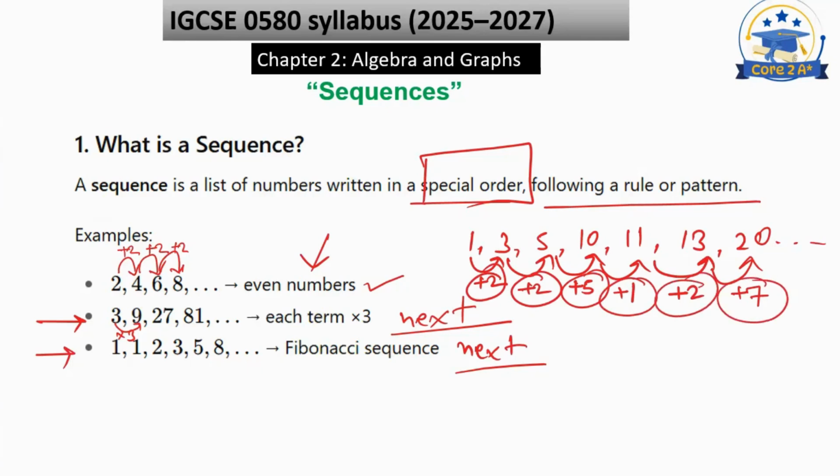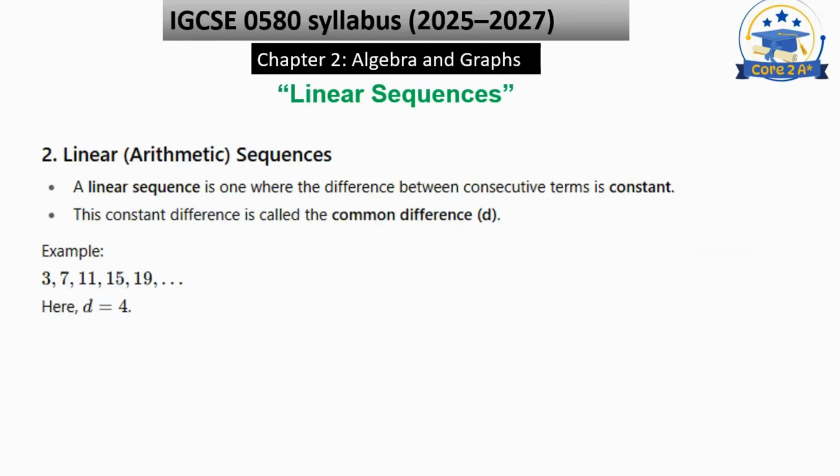No. Okay. No rule, no pattern, and there is no special order. That's why this is not a sequence, right? So that's how we cannot predict even the next number. But see, the set of even numbers 2, 4, 6, 8. After 8, you can predict the next number, 10. After 10, you can predict the next number, 12, right? Because it is following the same pattern, a special kind of pattern, a special order. Good. Now, moving to the main topic, linear sequences.